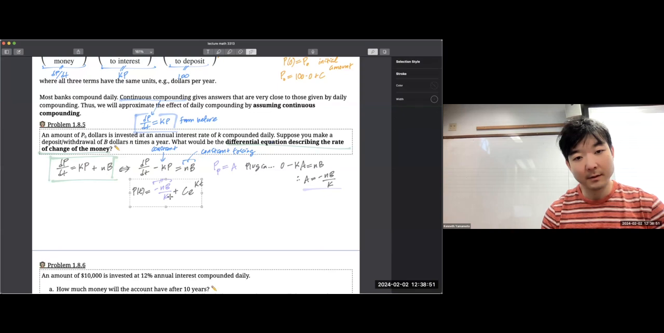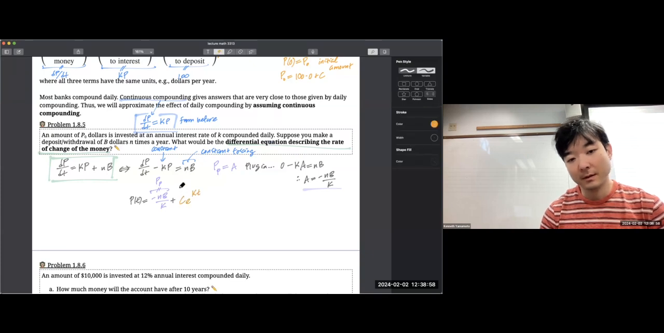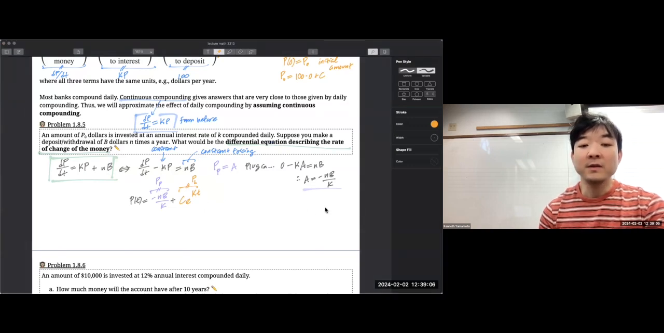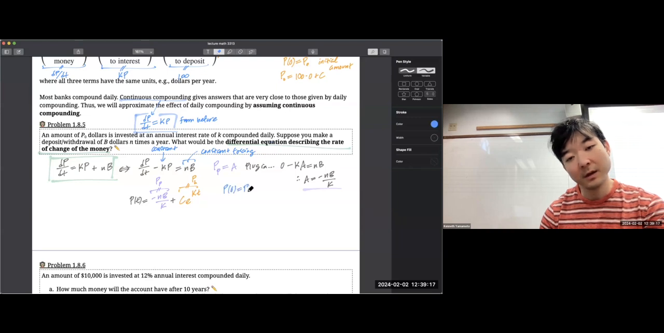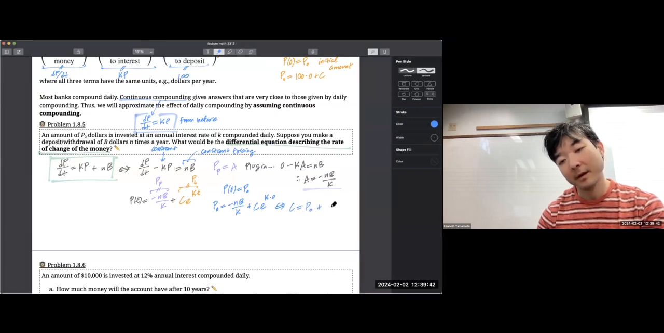Let's just move this down. And this is technically our homogeneous solution, so I'll just use P_h. And so suppose we want to use the initial condition they give us. They say, suppose the amount of P naught dollars is invested. So the initial investment, let's just say that we have P of 0 is equal to P naught. If you plug it in, it would be P naught is equal to negative NB over K plus C e to the K times 0. And if you solve for C, this is like C times 1. So you can just say C is equal to P naught plus NB over K.